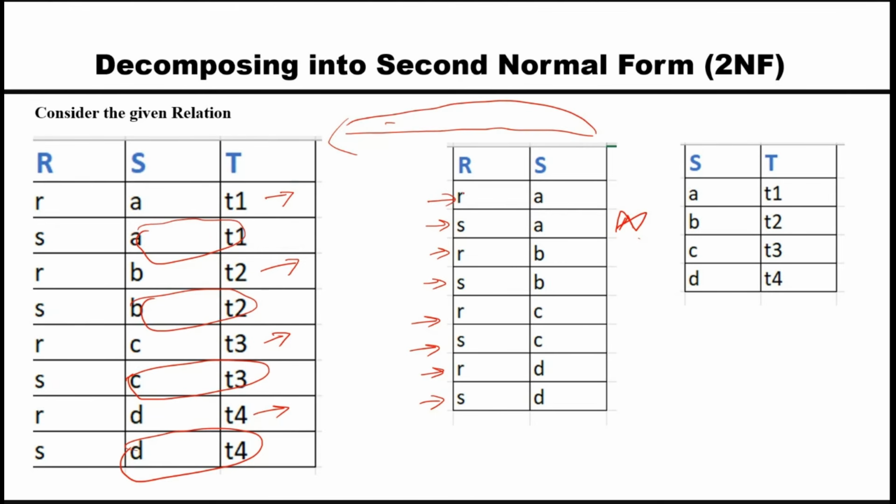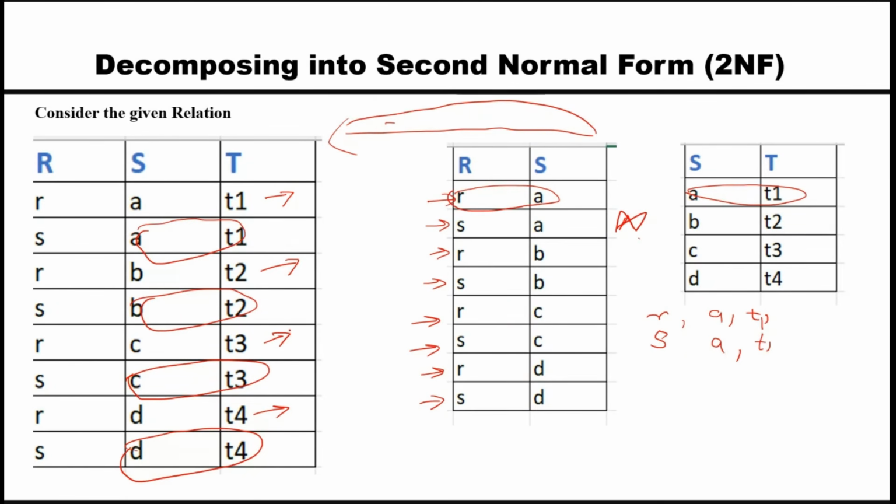So let's just see RA joined with AT1. A is matching, so the first row will come, RAT1, and you can see that RAT1 is coming. Then B is not matching, C is not matching, D is not matching. SA, so SA is matching, so you can go like this, SA, and then T1. Here T1 is there, so the second row is also coming. Likewise, you can reconstruct the original table also.